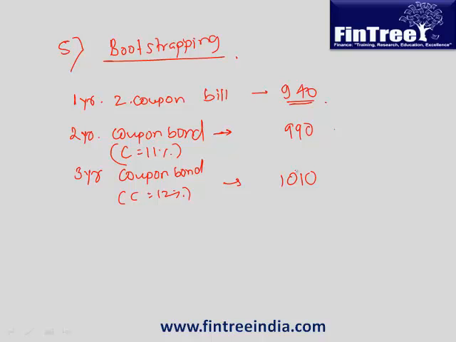Of course we can, using the process of bootstrapping. So first one should be very simple. Simply calculate a YTM and that's your spot rate for year 1. Once you have spot rate of year 1, substitute that in the equation of 2 year coupon bond to get the spot rate of year 2. Once you have year 1 and year 2 spot rates, substitute that in the equation of 3 year coupon bond so that you can get the spot rate of year 3.